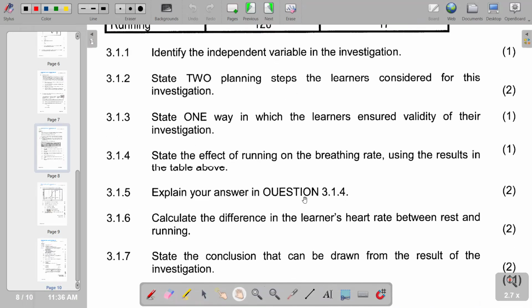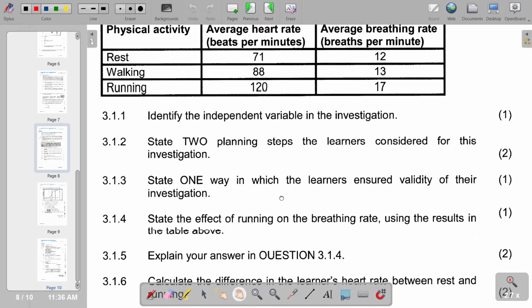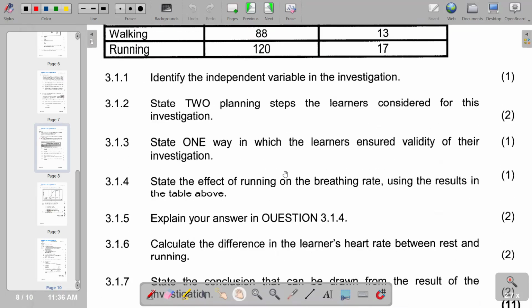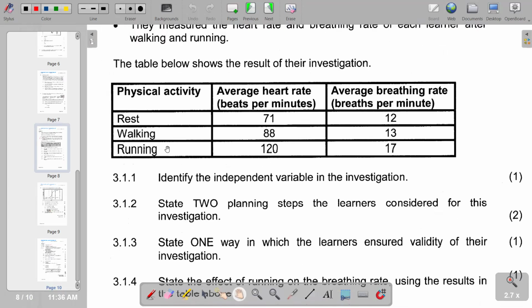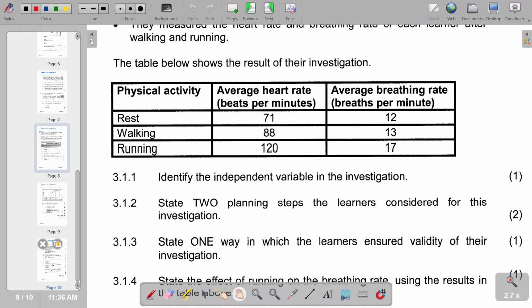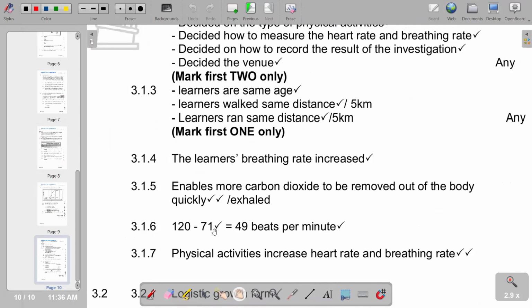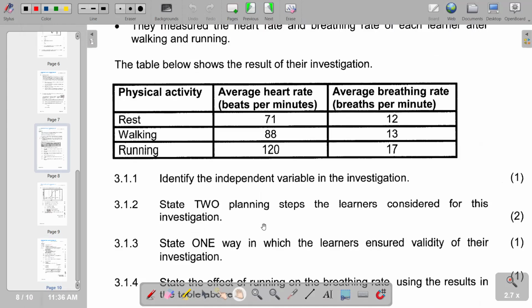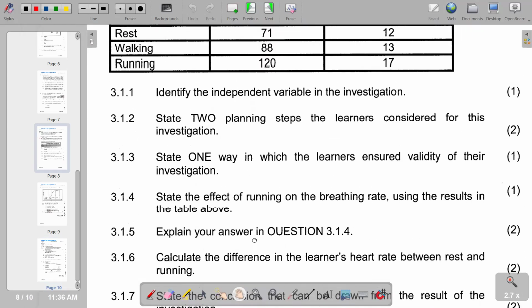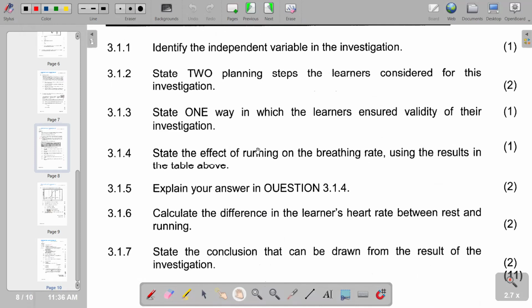Then we go to 3.1.6, calculate the difference in the learner's heart rate between rest and running. In the heart rate, rest is 71, running is 120. So saying 120 minus 71, we get 49 beats per minute. So that's the calculation that we have. And then we move on to the next part.